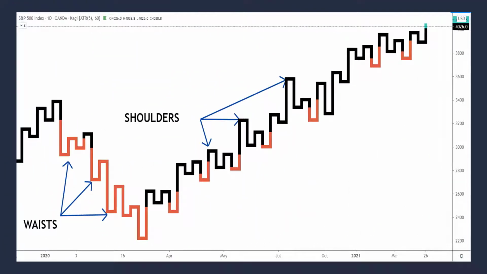So here's our example on the S&P 500 stock index. I've marked on shoulders and waists, and we can see the shoulders are basically turning points at the end of a bullish up run, and the waists are turning points of a bearish down run. Now they may continue, they may not, but they are important points on the Kagi chart to be looked at and analysed, because they will obviously tell you about the sentiment of trading currently and the strength of that sentiment as well.